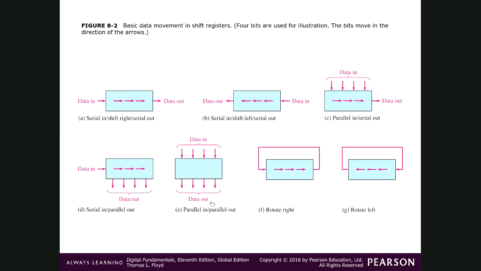Okay, so there are 4 types. Once again I am telling 4 types. First type is serial in, serial out. They are coming one by one and they are going out one by one. Second type is parallel in and serial out. That means they are coming together and going out one by one. Third type is they are coming serial and going out together. Coming one by one and going out together. Fourth type is coming and going together.